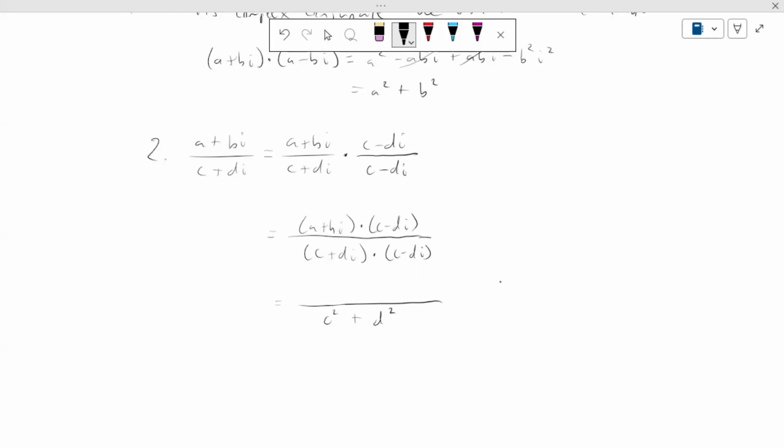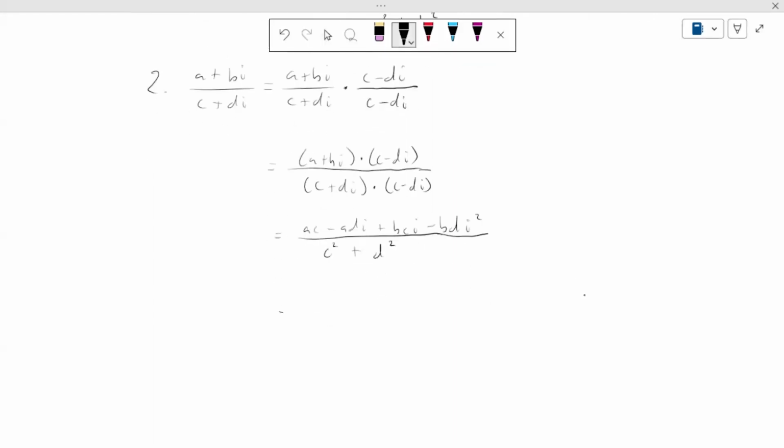Okay. Well, let's see what we get up top then. Now, C squared plus D squared is a real number, so that's great because we know how to divide by real numbers. Let's see what we get on top. We have A times C minus ADI, and then we get plus CBI or BCI, I'll write it. And then minus BDI squared. So then this is the same thing as AC minus ADI plus BCI. I squared is -1, so this is plus B times D now. And then the bottom is still C squared plus D squared.